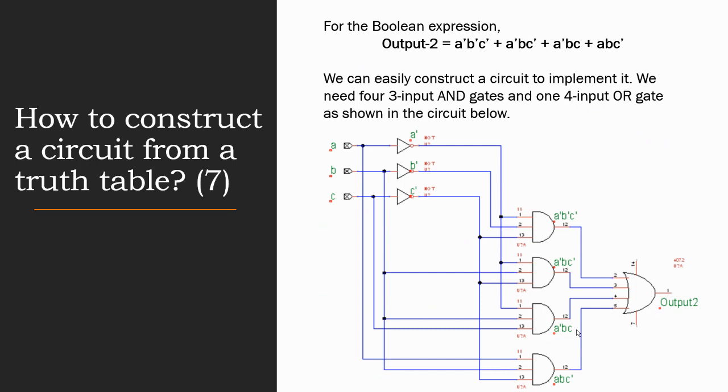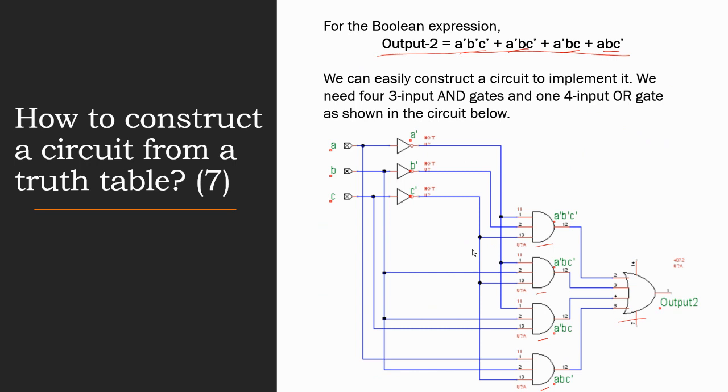Now we can construct a circuit for the Boolean expression. In this Boolean expression, there are 4 input groups. Each of them needs a 3-input AND gate. And finally, a 4-input OR gate is used to combine the AND gates. First, we have inputs A, B, and C. They form 4 groups for the 4 cases. The first group of inputs is not A, not B, and not C. So we need to invert A, B, and C.